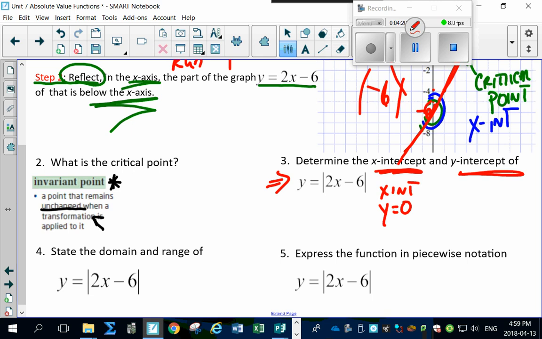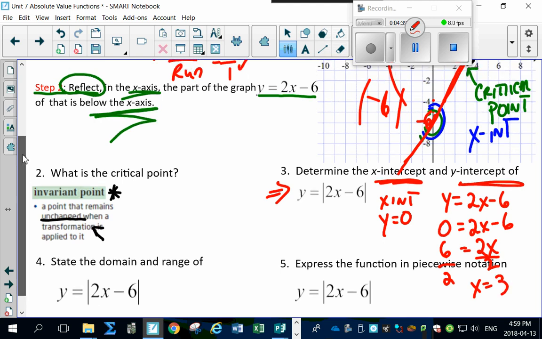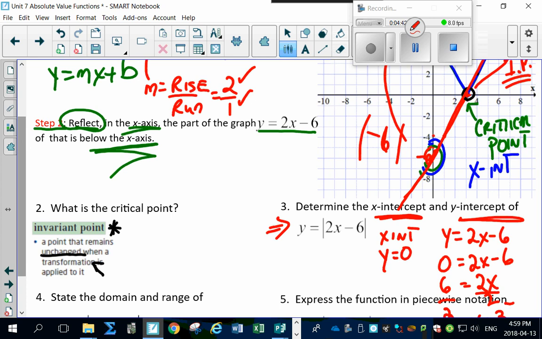Okay, so let's look at our original graph. Our original graph was y equals 2x minus 6. So now we want to find the x-intercept, so just make that equal to 0 and solve. Bring the 6 over. 6 equals 2x, divide by 2, x equals 3. And in fact, if you look right here, right there at our critical point, it is exactly at 3. So our critical point in this case is (3, 0). Why 0? Because the x-intercept is when y equals 0.